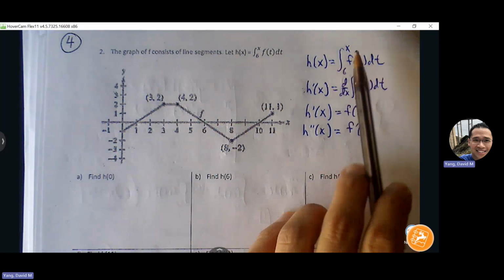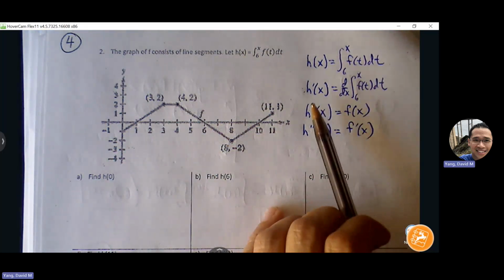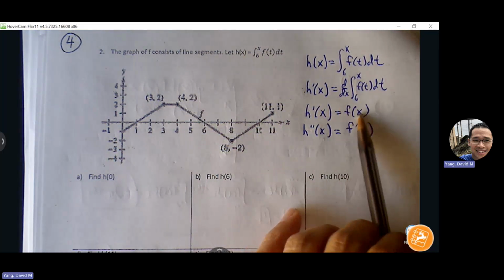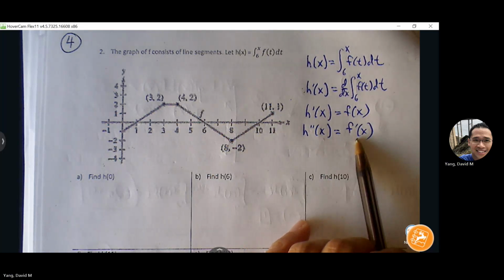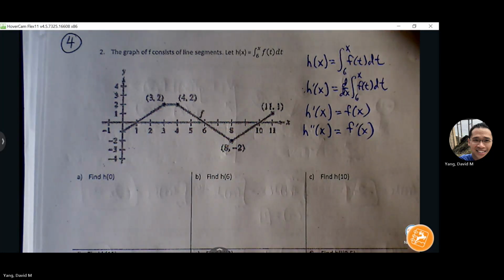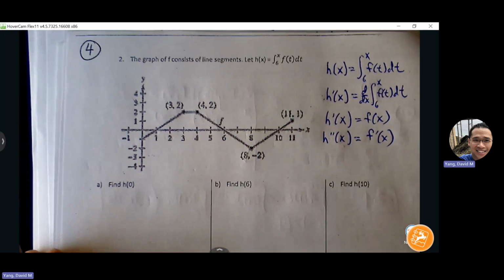Okay, so h is just the area under the f graph. H prime is just the ordered pair of f itself. H double prime is just the slope of f. All right, so let's find h of 0. H of 0 involves the region between the graph and the x-axis.